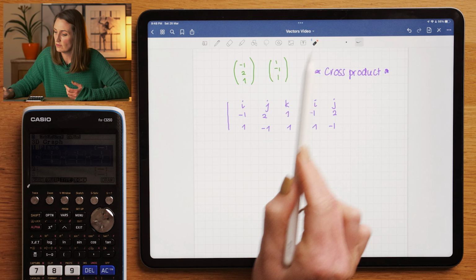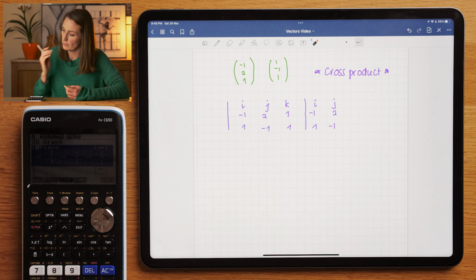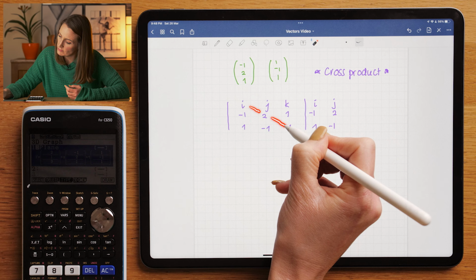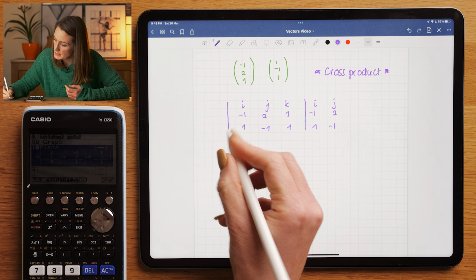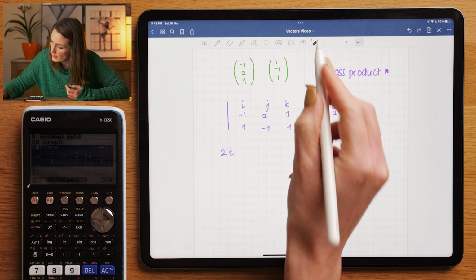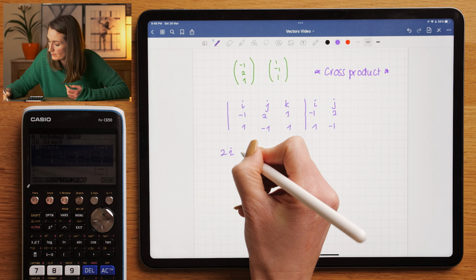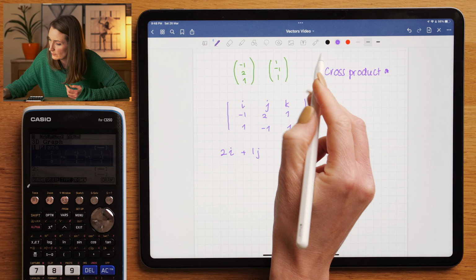So right now we're doing the cross product to find the vector that's perpendicular to both of these. When I go this way, I'm going to have a positive sign. So this is going to be i times 2 times 1, so it's going to be 2i. Then I'm going to move along here. j times 1 is 1j.